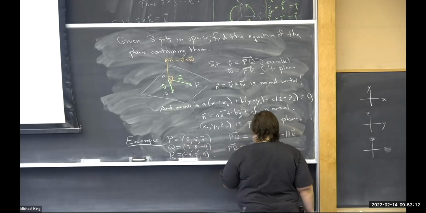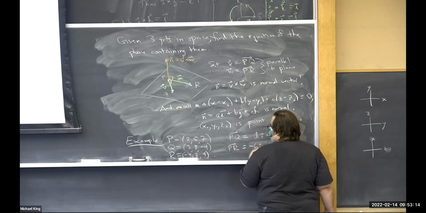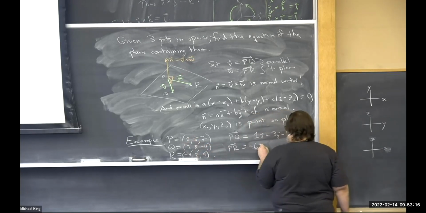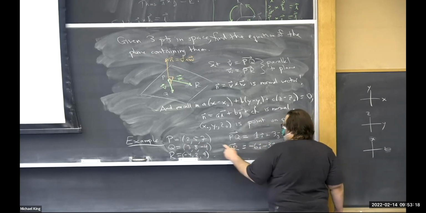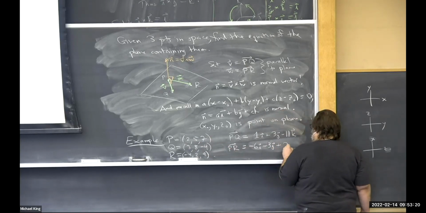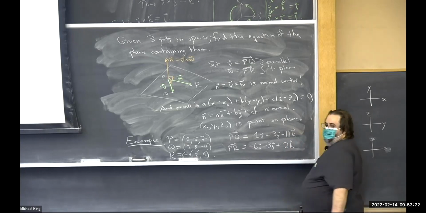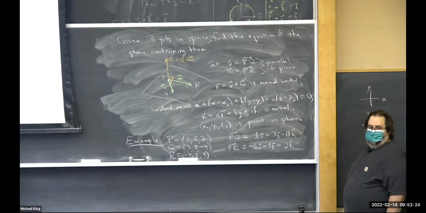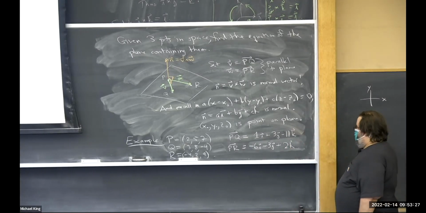2 to minus 4 is negative 6. 5 to 2 is minus 3. And 7 to 9 is plus 2. Oh, that's a little bit of a nicer vector. Good. Thank you. Yes, catch me when I do stuff like that, please.